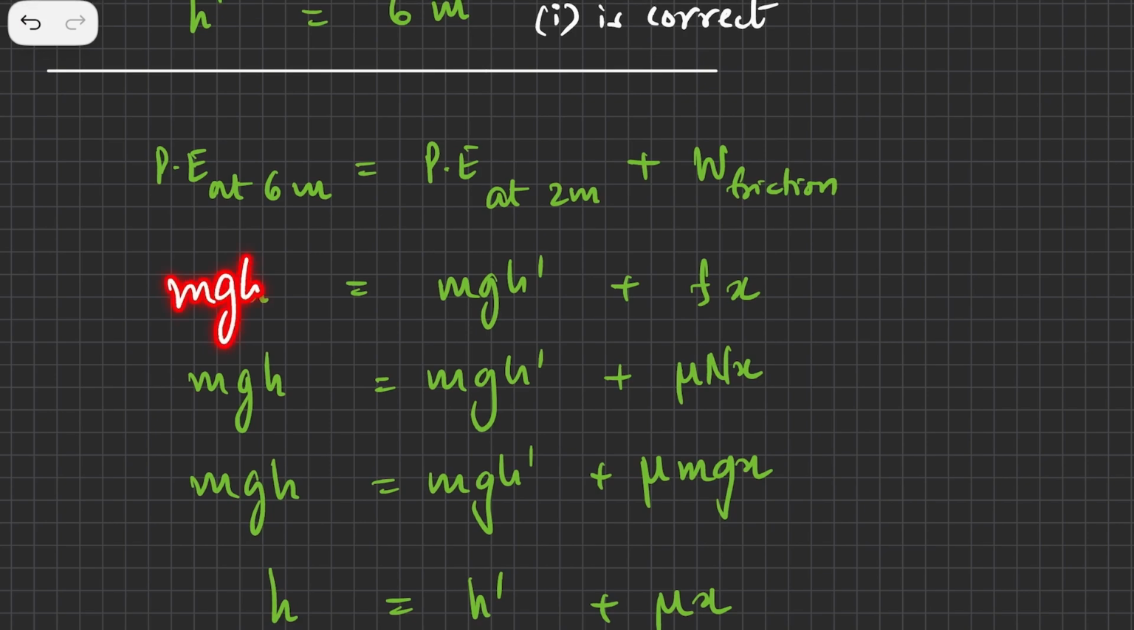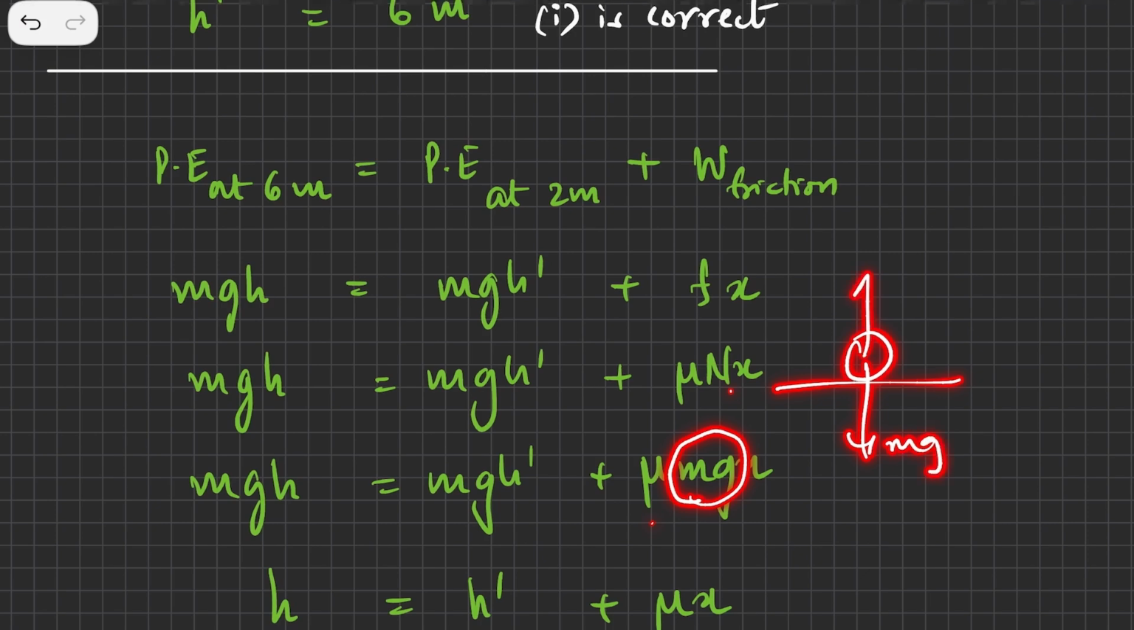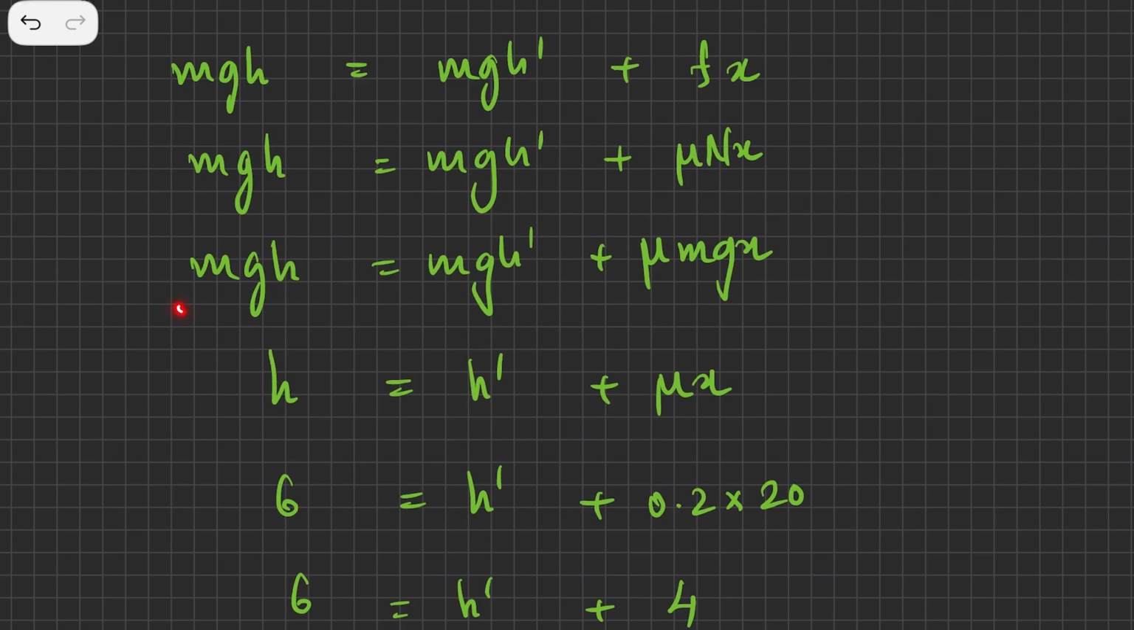So mgh is the potential energy, mgh dash is also the potential energy, and the work done by friction is friction into displacement. So mgh as it is, mgh dash as it is, mu into N. Mu into N is nothing but the friction. Normal force is mg, because mg is downwards and normal is upwards for this block. So mu mgx. Now mg gets cut from each term. h is equal to h dash plus mu x.